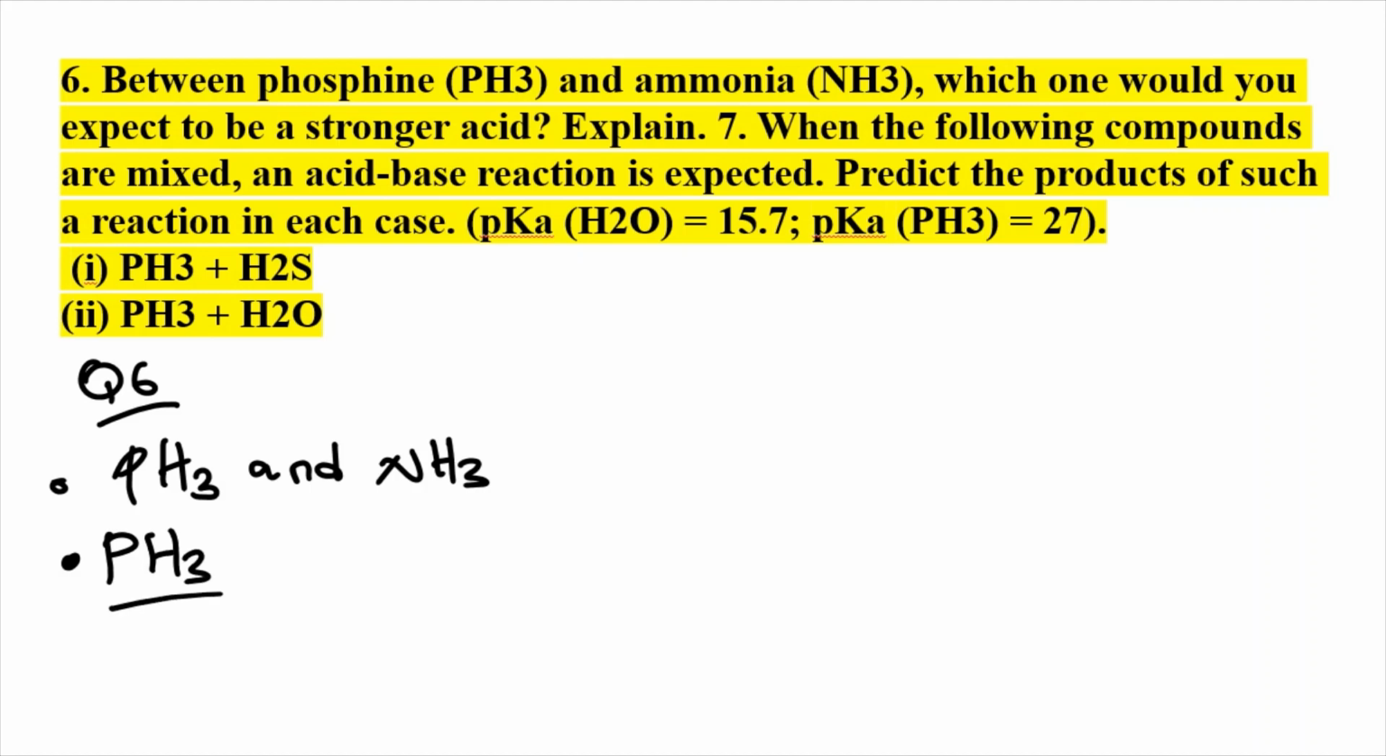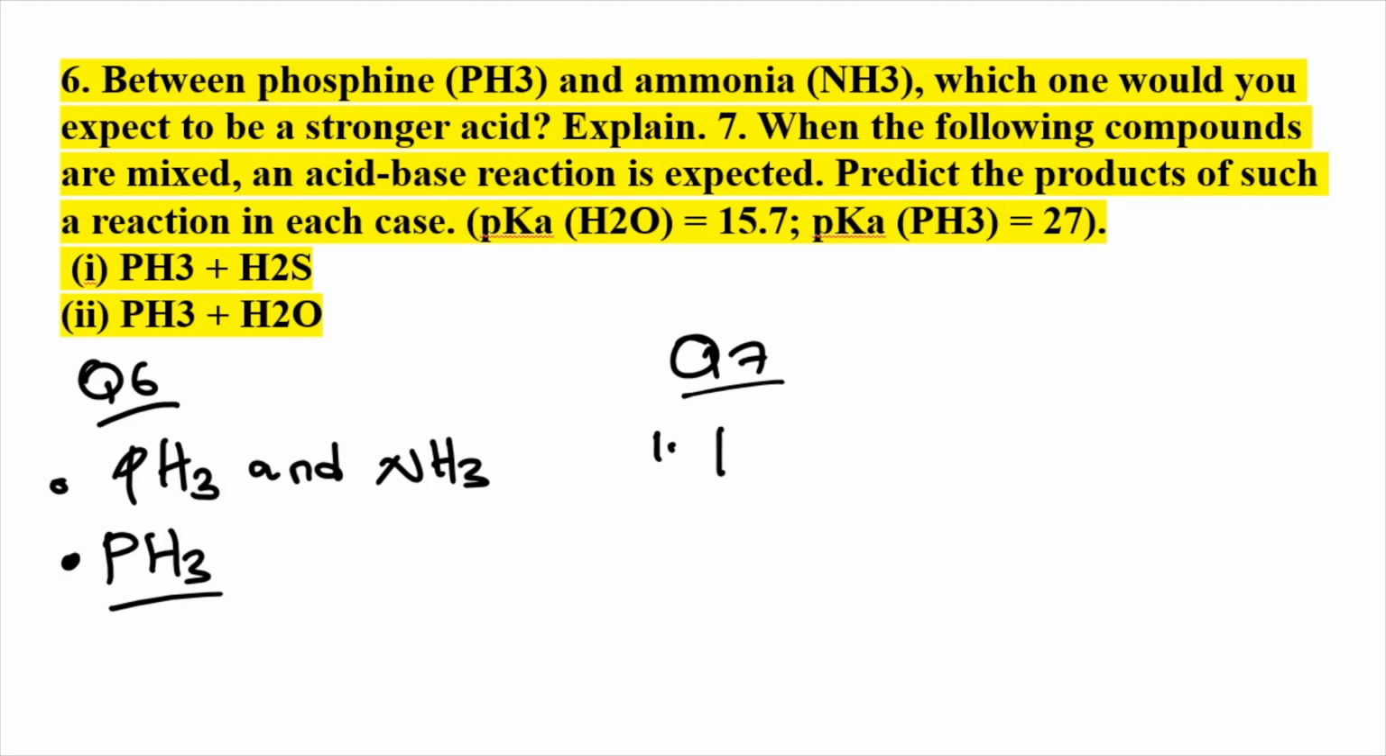Why? Because number 1, phosphorus will form a more stable negative charge than nitrogen, and phosphorus has got a less tight grip on its H ions compared to nitrogen. So PH3 would be a stronger acid compared to NH3. Question 7. When the following compounds are mixed, an acid-base reaction is expected. Predict the products of such a reaction in each case.